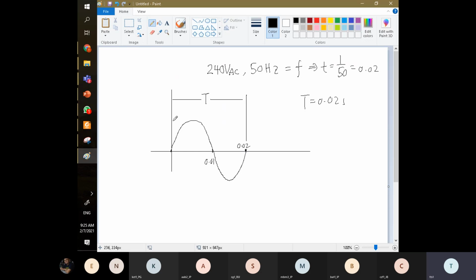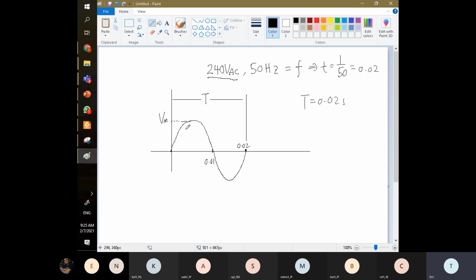Okay, and then how about the peak? The peak in Malaysia, we call the VM or VP. We pick P for peak, right? So this is the RMS actually. This is the RMS value. For now, you just remember it's RMS. Later, I'll explain it to you.